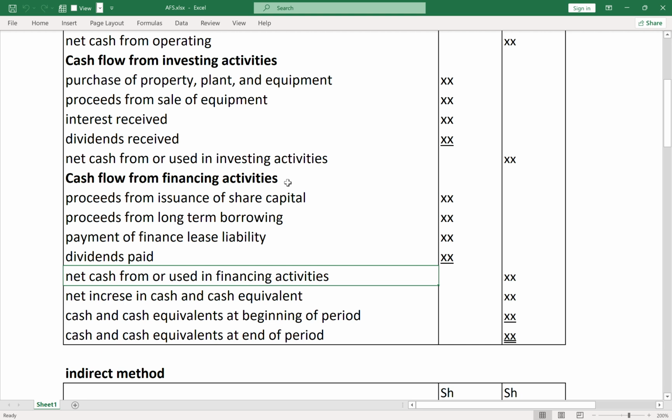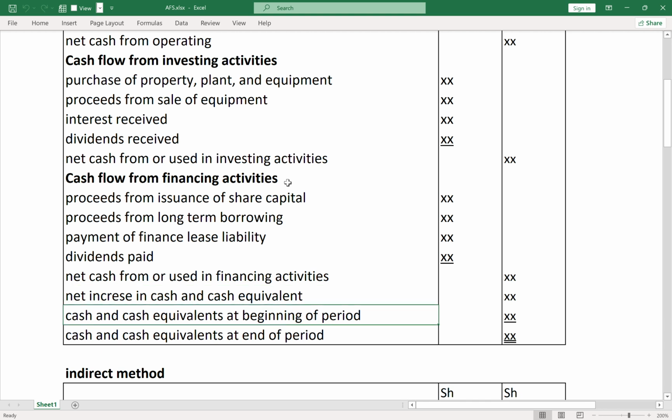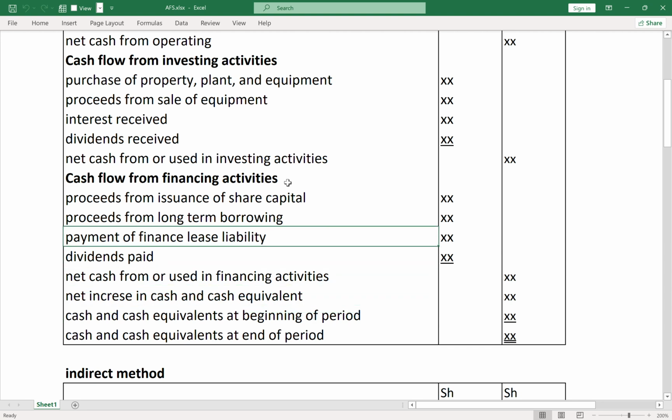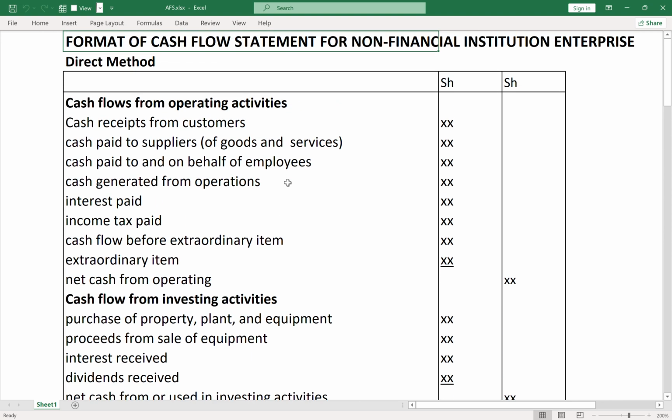We get the net cash from or used in financing activity. From there, we can now get the total net increase or decrease in cash and cash equivalent. And you also have to add the cash and cash equivalent at the beginning of the period, so that we get the cash and cash equivalent at the end of the period. So this is an example of the direct method, whereby we are using the cash receipts and the cash payments, as you can see.